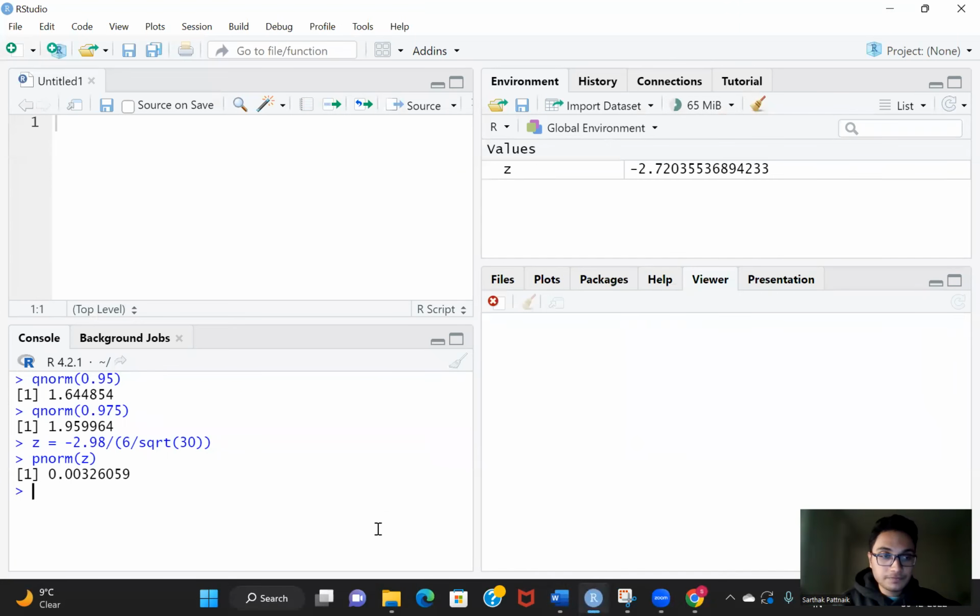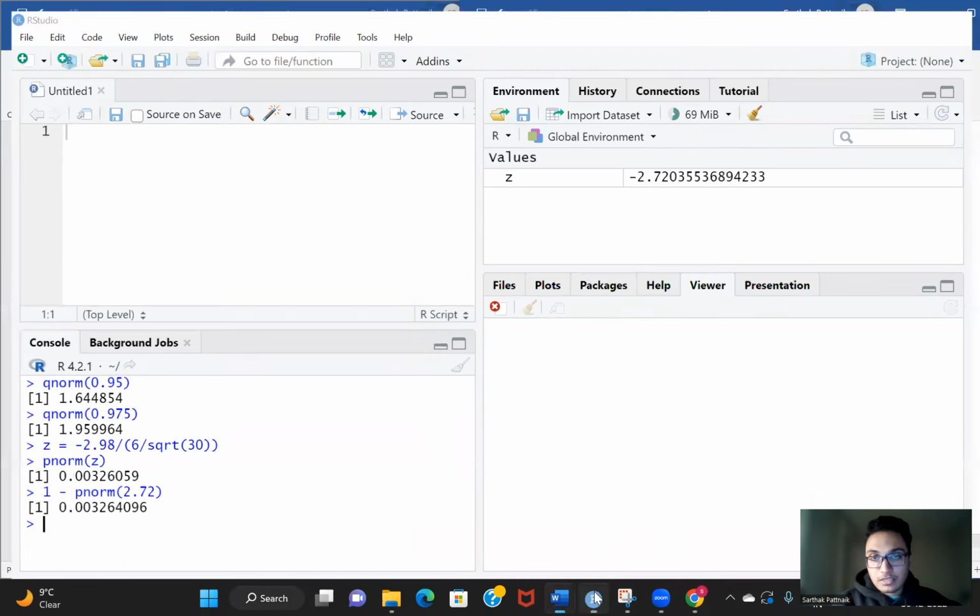Let's calculate that. If I have to calculate the area towards the right of plus Z, then I'll be taking 1 minus pnorm of 2.72. Let's take 2.72 itself. As you can see, the value comes exactly the same, which is 0.0032.